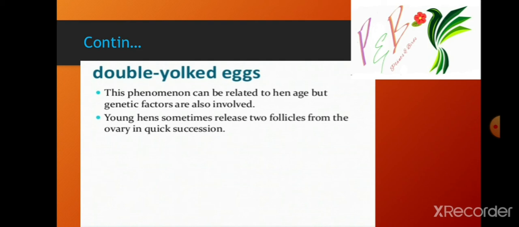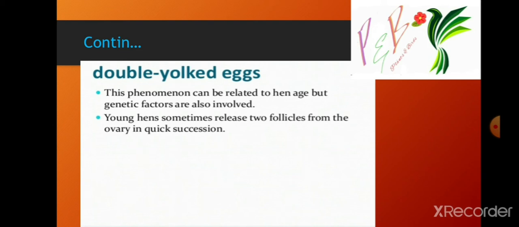It means a genetic factor is involved in that. If only in the first laying it gives double yolked eggs, and in the second and third laying it does not give any double yolked eggs, that means it is an age related factor, and this must be remembered.